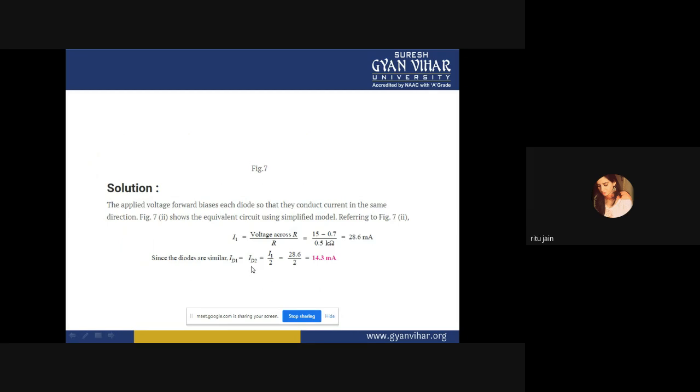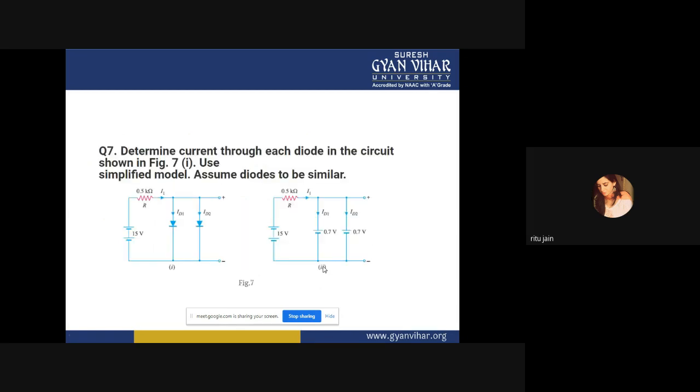And you know both diodes are similar. So ID1 and ID2 are equal to I1 upon 2. So you can get the diode current as 14.3 milliamperes. So by simplifying this circuit, you can easily calculate the current which is flowing through the diode.